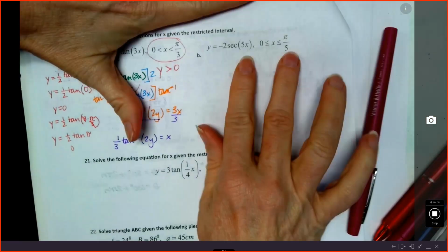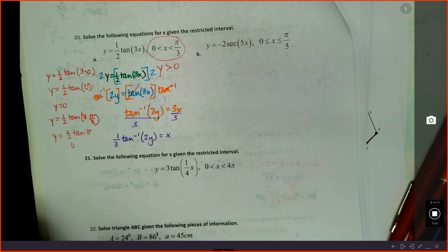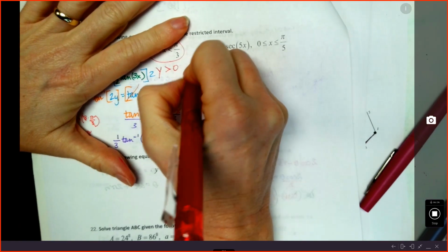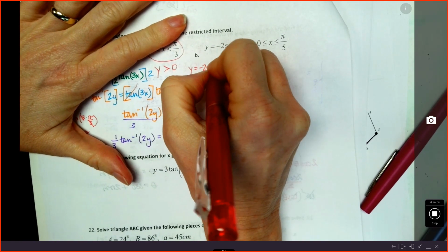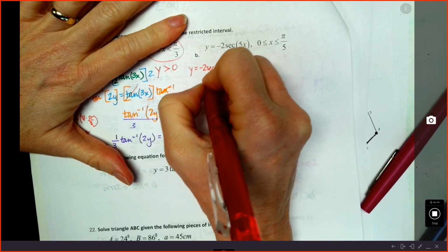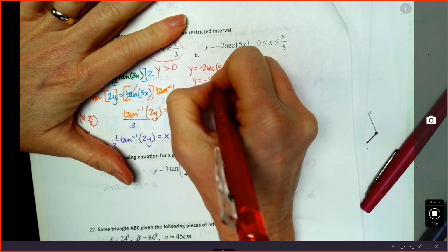All right, we're going to do the same thing on this one. So you're basically just solving for x. The first thing I'm going to do is find my restriction. So I'm going to plug in 0. So -2 secant of 5 times 0. So y equals -2 secant 0.